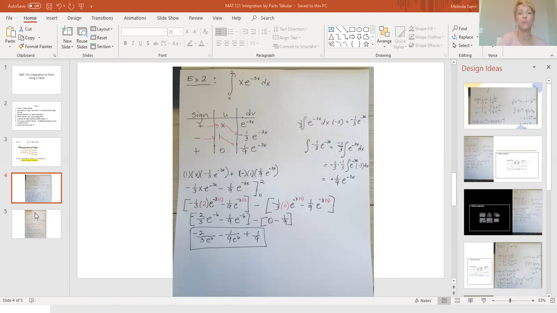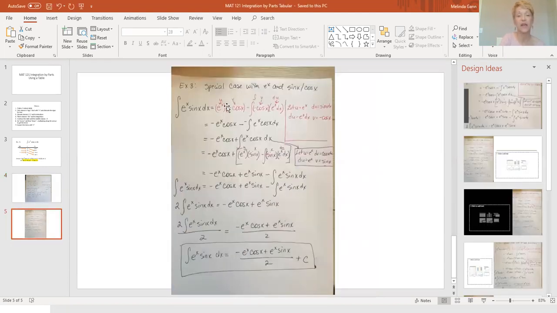Okay, and it's integration by parts more than once, but there's kind of a trick to it that you might not think of. This special case only happens when you have an e to the x with sine x or an e to the x with cosine x. All right, and here's the reason why.